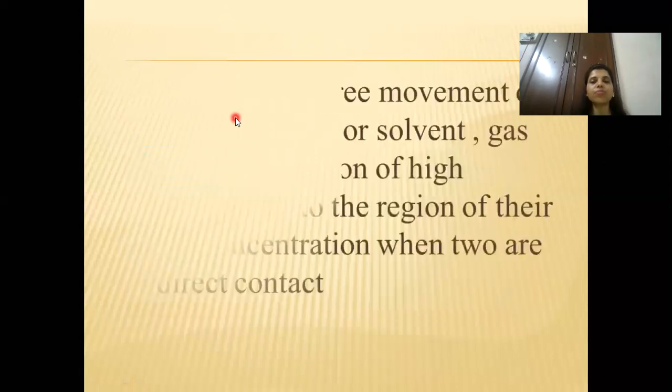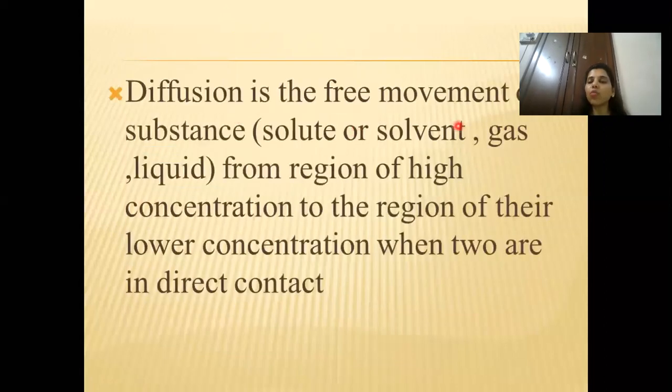So we'll see the definition of diffusion over here. Diffusion is the free movement of a substance. Now the substance can be in any state. It can be solid, that's why the word solute is used. It can also be liquid or gas. So its free movement from the region of higher concentration to the region of lower concentration, when the two are in direct contact, is known as diffusion.